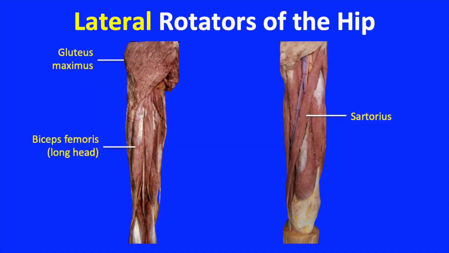Additional muscles that assist with lateral rotation of the hip include the gluteus maximus, the long head of the biceps femoris, and of course, the sartorius. Again, even though I now include these much larger muscles, do not think that the average person can perform significant lateral rotation of the hip. This action requires training.